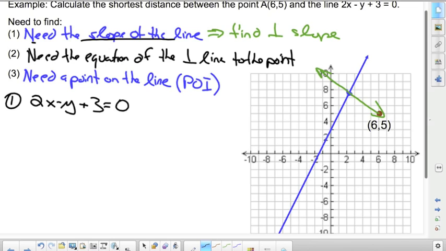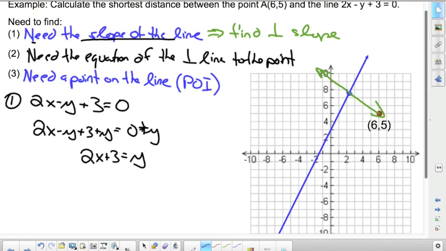Okay? So we're going to isolate for y, so we get to y equals mx plus b form. In this case, Nick is saying that we add y to both sides. Okay, so we add y to both sides. We don't move things. We add y to both sides. So on the left side, we're left with 2x plus 3, and that's equal to y.